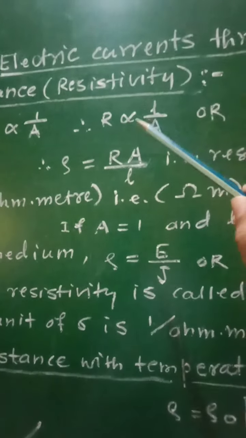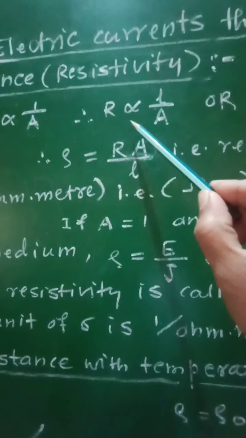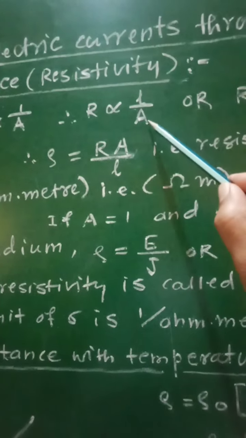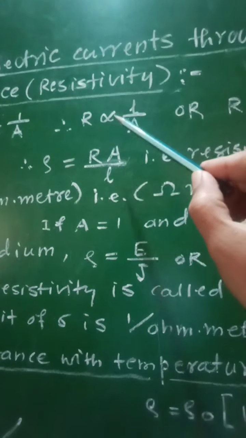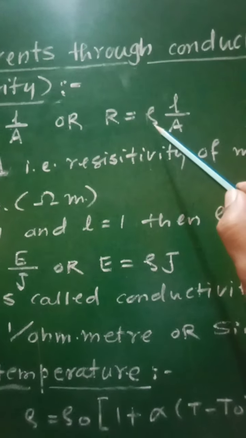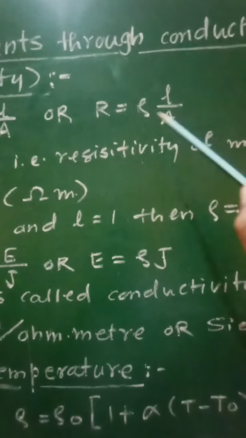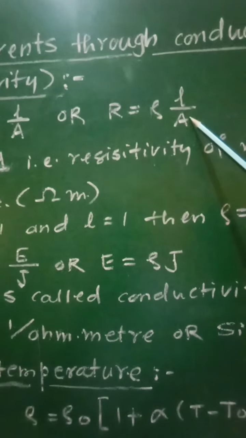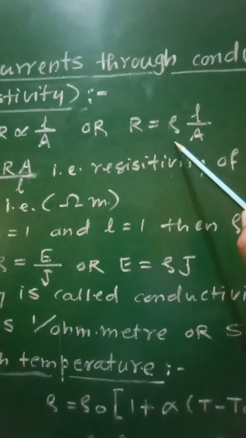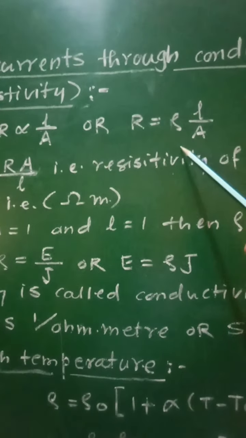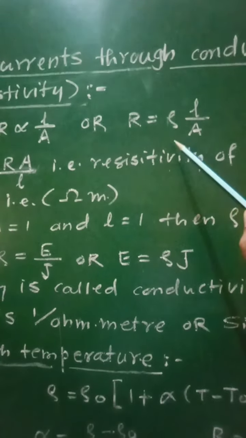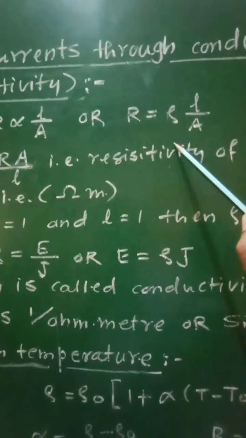Combining these two statements, we can write resistance R proportional to L upon A. Removing the proportionality sign, we can write R is equal to rho into L by A, where rho represents the proportionality constant and is called the specific resistance or resistivity of the material of that conductor at a given temperature.